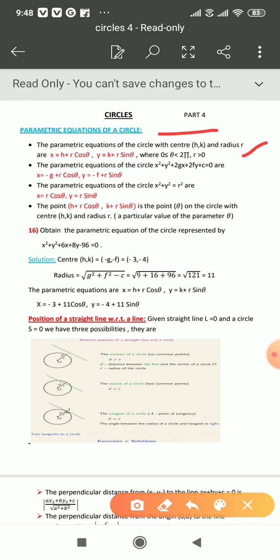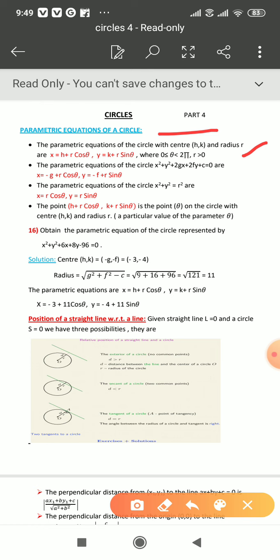What is theta? Theta is an angle, that is the parameter, which lies between 0 and 2 pi: 0 less than or equal to theta less than 2 pi. Theta can be equal to 0 or greater than 0, but not equal to 2 pi, strictly less than 2 pi. And the radius r must be greater than 0, because if r is equal to 0, that is a point circle. So here r must be greater than 0.